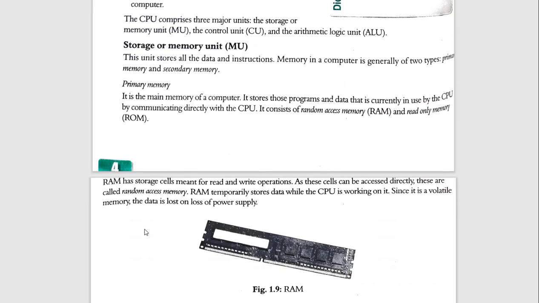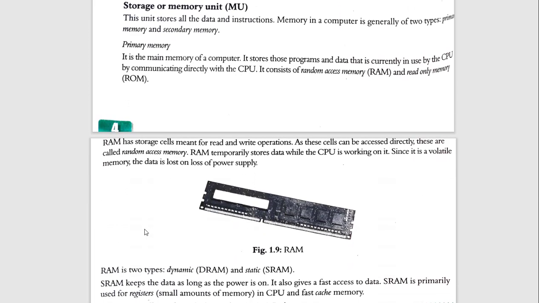Then we have the storage or the memory unit. Well, in this, there are quite a few possibilities. For example, you have a primary memory, right? MU stands for memory unit, okay? So we have two types of memories here, primary memory and secondary memory.